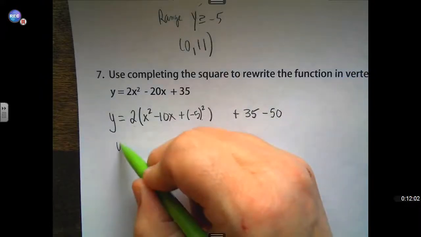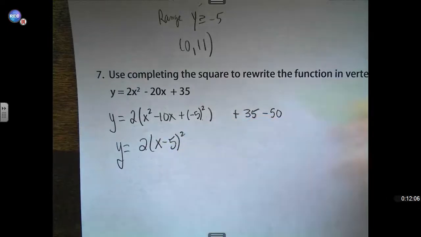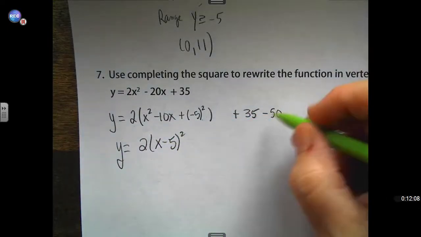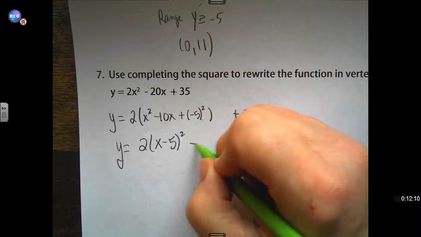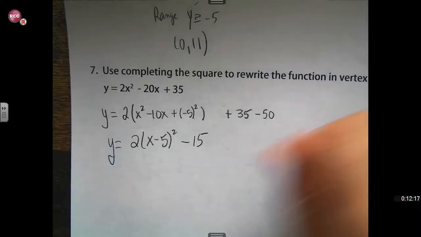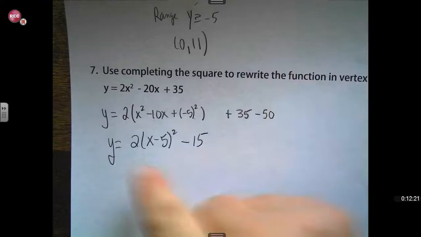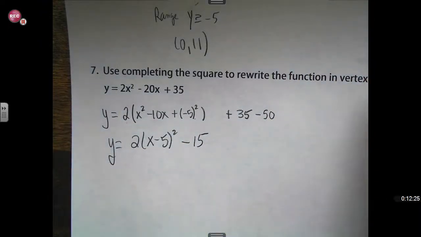And so this factors to 2 times the quantity x minus 5 squared. And then 35 minus 50 is minus 15. So again, we can look at it. We can tell you what the vertex is, opens up. That 2 is going to make it a little bit skinny, you know, etc. and so on. Okay.